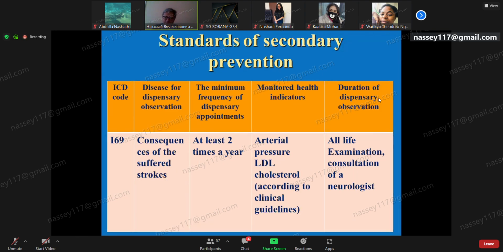Consequences of suffered strokes, for patients, at least also 2 times a year, with arterial blood pressure and LDL control. Again, all further life, with examination and consultation by neurologists and other specialists.